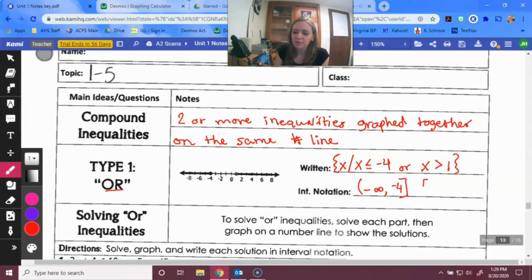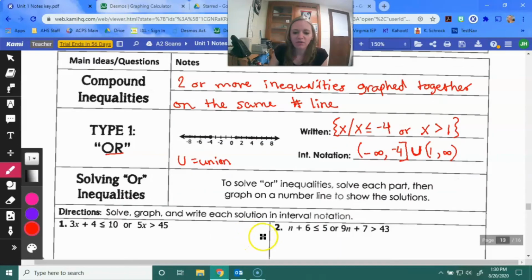So it's going to be two parts. Oh, that is not supposed to be a bracket. That is supposed to be a parenthesis. So from 1 to +infinity. Then here in the middle, this group and this group are both part of the answers, so we unite them with a U. This symbol, U, means union. So these are two answers together.